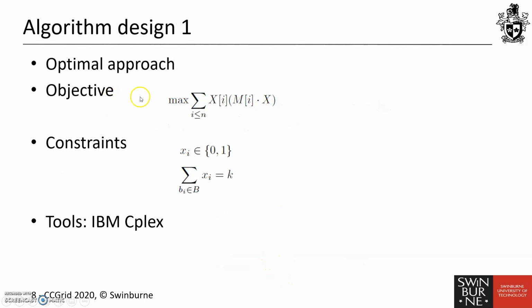Now for the algorithms, the first one is the optimal approach to maximize this objective with two constraints. We deploy this optimal approach by using IBM CPLEX. This tool can be found from the paper and also online. It's an open source IBM tool.